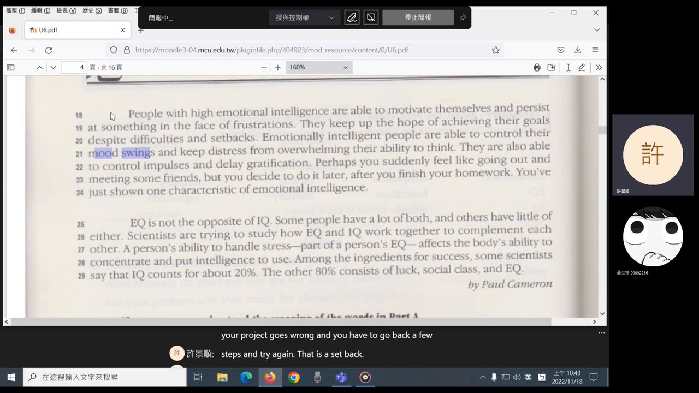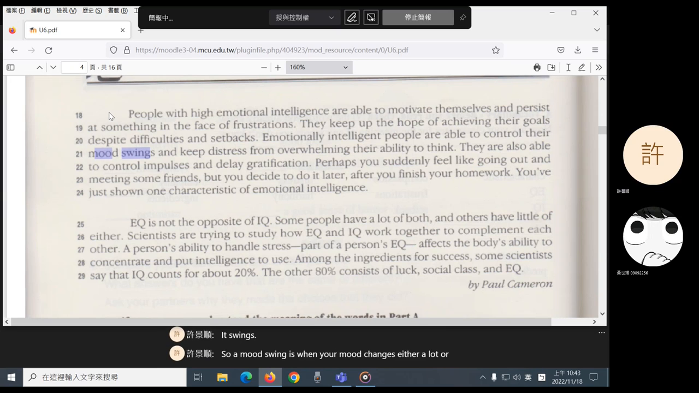Mood swings. Your mood is how you feel. If your mood changes a lot, that is called a mood swing. Swing, I think the most common use of the word swing is 秋千. It goes back and forth. It swings. So a mood swing is when your mood changes either a lot or often or both.